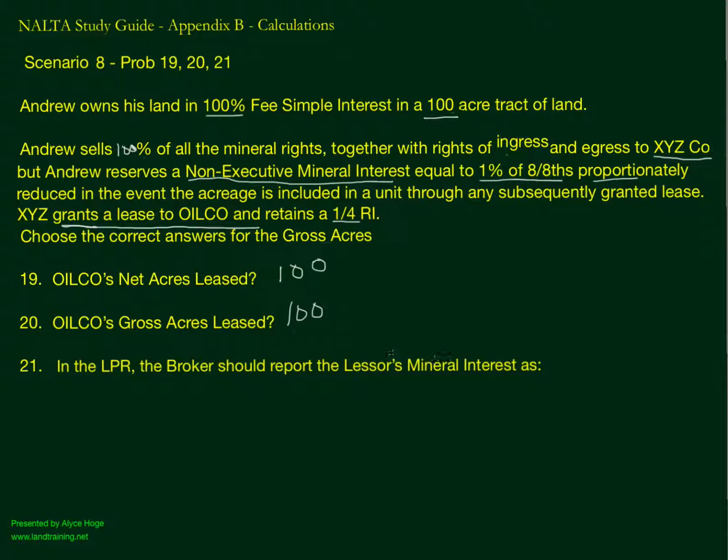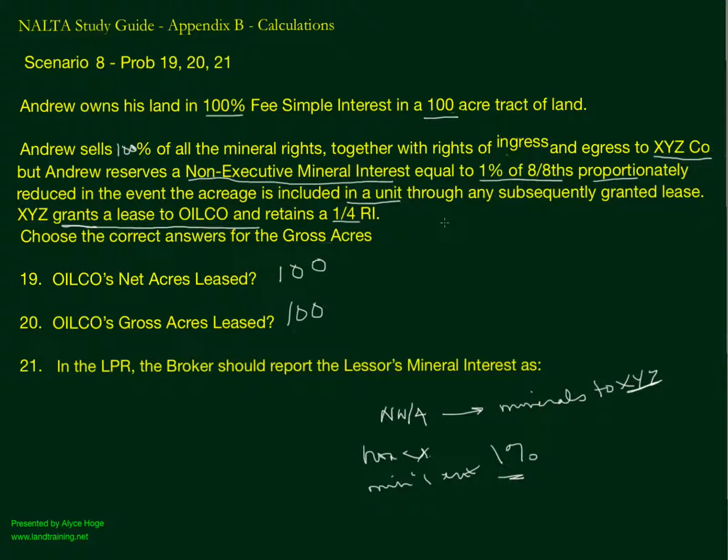So what this is, this non-executive mineral interest, let's say someone has a piece of property. Let's say they have an interest in the Northwest Quarter, and they sell their minerals, but they keep this non-executive mineral interest. And in this case, it would be 1%. So they've sold their minerals to XYZ Company. So XYZ Company now owns the minerals. But if ever there is a lease on this property, the owner, Andrew, here is basically saying, hey, whatever fraction is on that lease, I get 1% of it, as long as it's included in a unit.